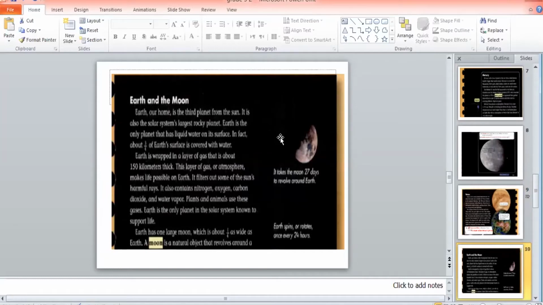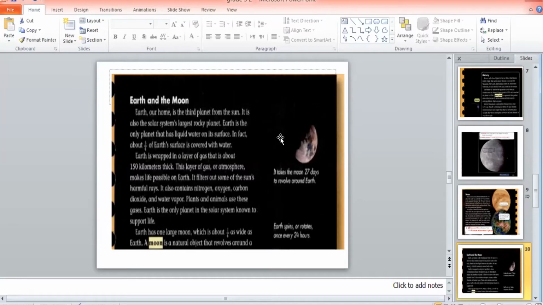Earth is the only planet that has liquid water on its surface. In fact, about 3/4 of Earth's surface is covered with water. Earth is wrapped in layers of gases. Around Earth you can find the atmosphere. It's layers after layers of gases, about 150 kilometers thick. These layers of gas, or atmosphere, make life possible on Earth.